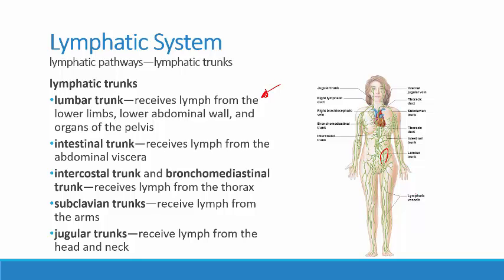The intercostal trunk and the bronchomediastinal trunk, these receive lymph from the thorax, from the thoracic regions. The subclavian trunks receive lymph from the arms, and then the jugular trunks receive lymph coming from the head and the neck. So a number of different trunks in the body that collect the lymph that is coming from out in the peripheral tissues.